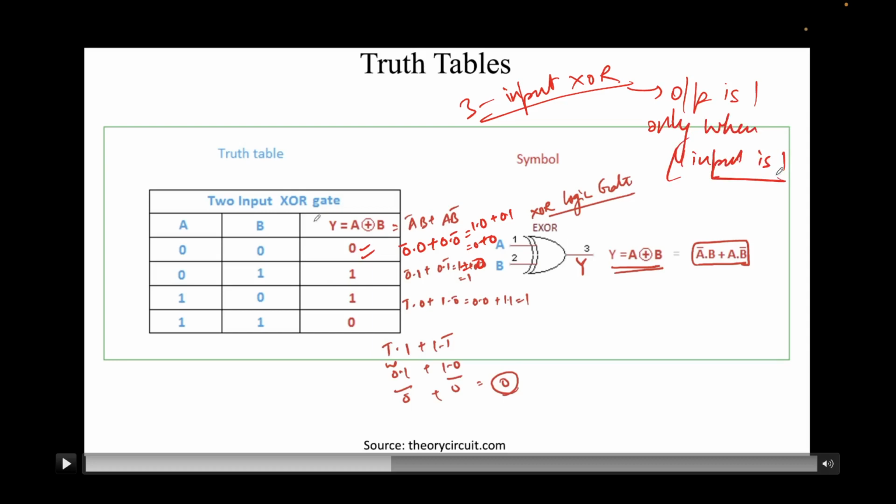If some time comes, maybe I'll show you the truth table for the 3-input XOR gate. But for now, I just wanted to point this out: an odd number of inputs have to be 1. That's the idea. So here only one input is 1. In that case, if one input is 1 or three inputs are 1, then you will get an output of 1 from the exclusive OR gate. Yeah, so let's move forward.